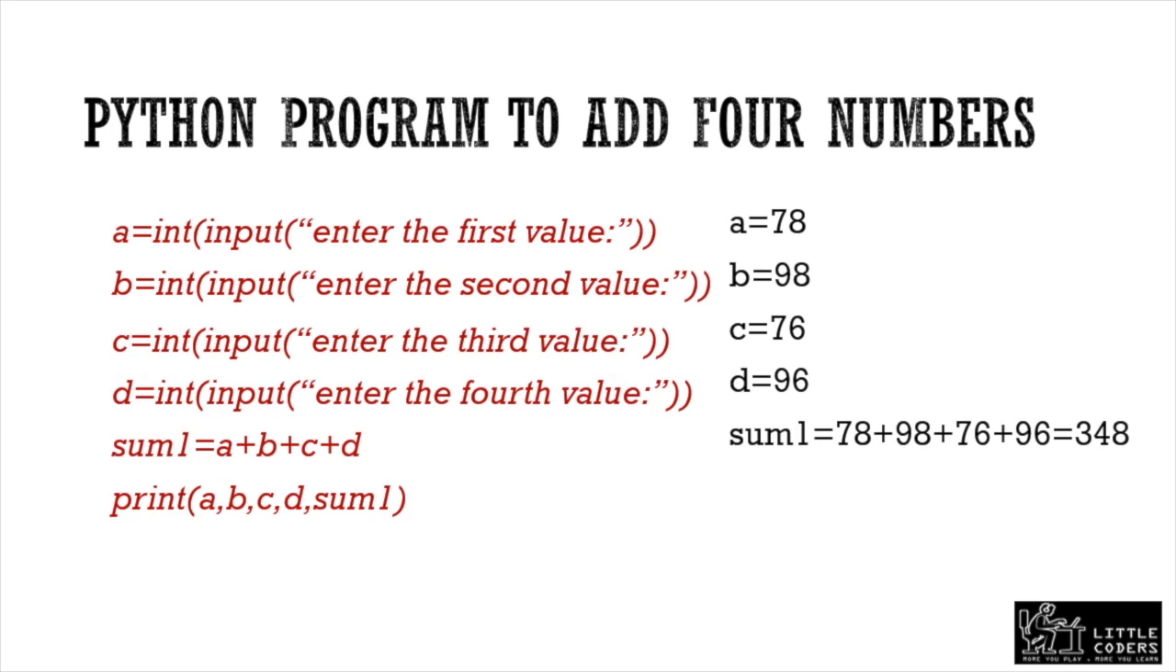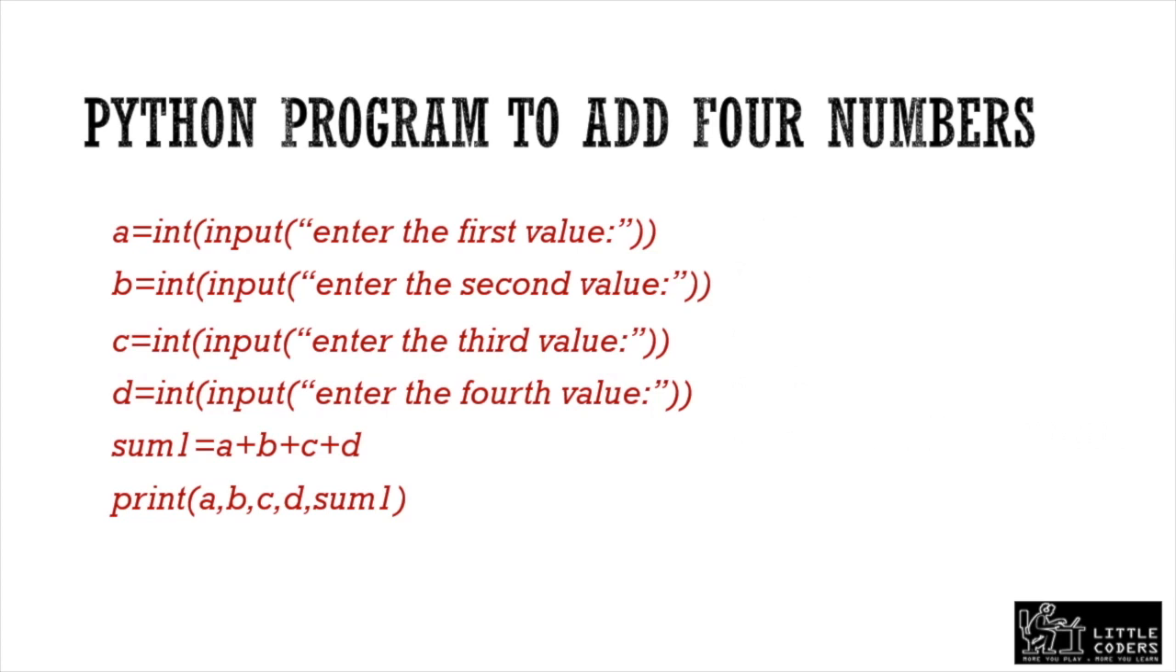Now, sum1 is equal to A plus B plus C plus D. So this is the assignment statement which you are familiar with. It adds A, B, C, D and stores it as the value of sum1. And it is printing the value of A, B, C, D as well as sum1.